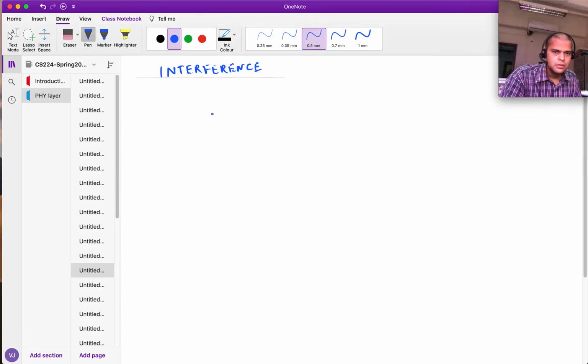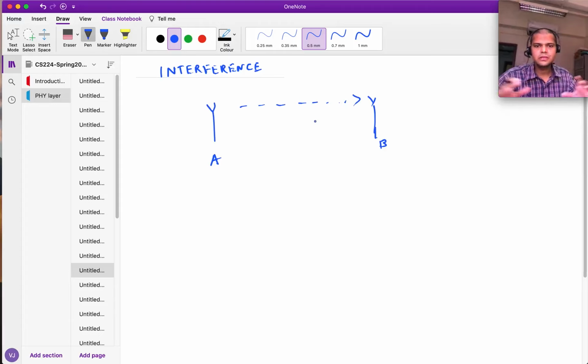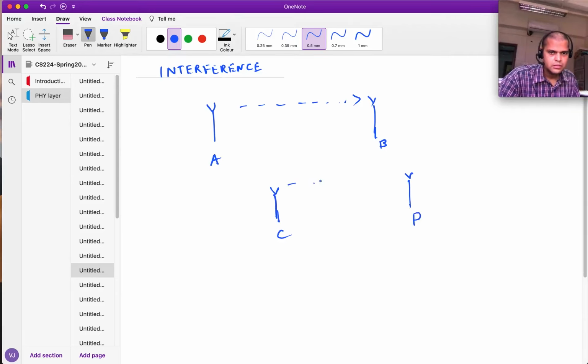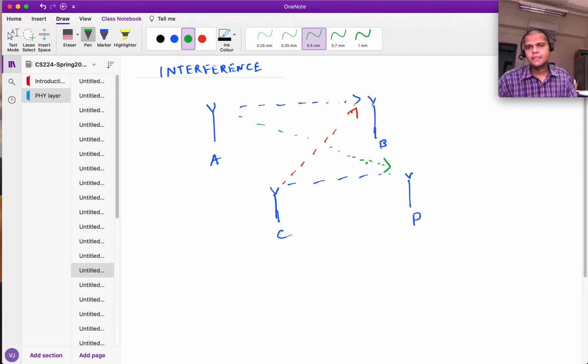Okay, so here you have, let's say, A sending a signal to B, and as it travels, it gets attenuated because the signal spreads in all 3 dimensions. But you could have somebody else, C, transmitting to D, let's say, and some of this signal also reaches here. Of course, A's signal might also reach here. So these signals get added up, and this is called interference. It's just like we saw crosstalk for the wired situation.